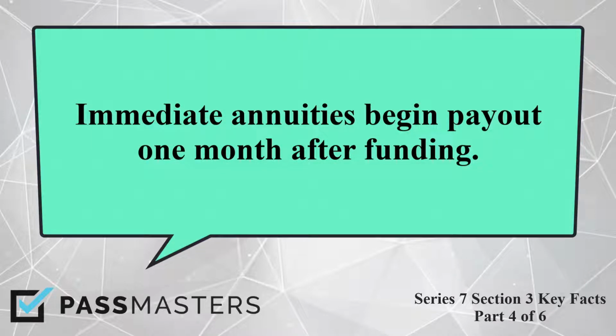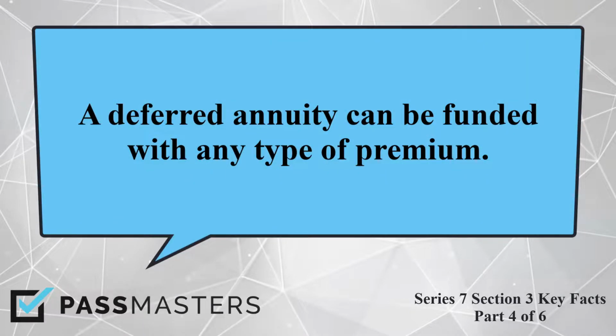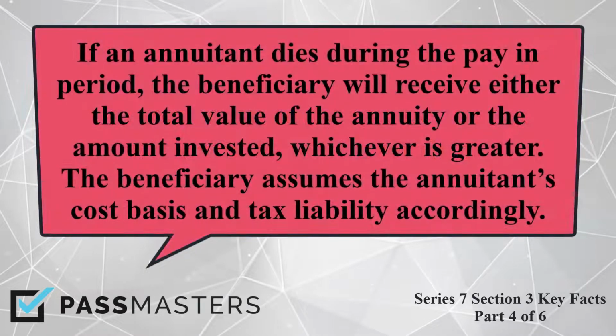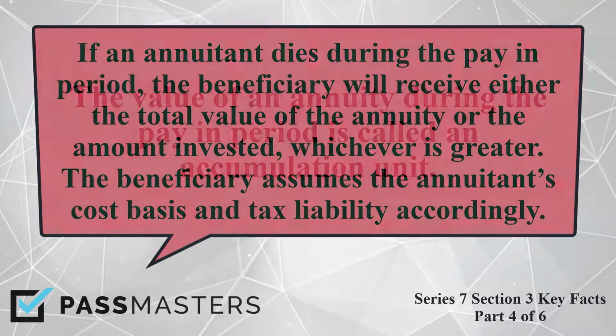Immediate annuities begin payout 1 month after funding. A deferred annuity can be funded with any type of premium. If an annuitant dies during the pay-in period, the beneficiary will receive either the total value of the annuity or the amount invested, whichever is greater. The beneficiary assumes the annuitant's cost basis and tax liability accordingly.